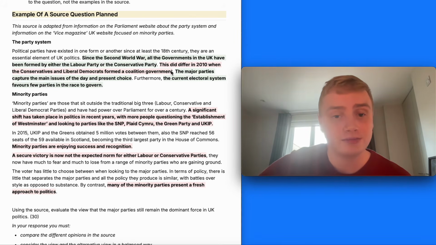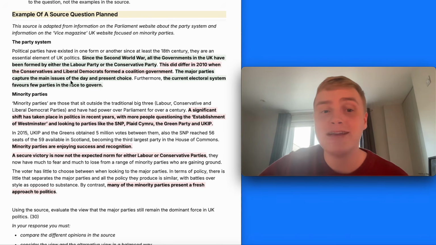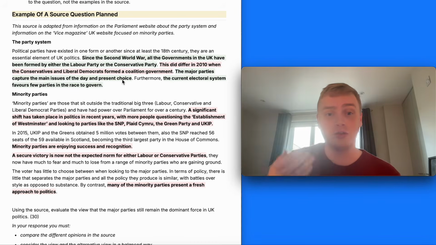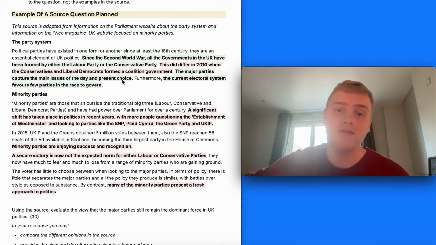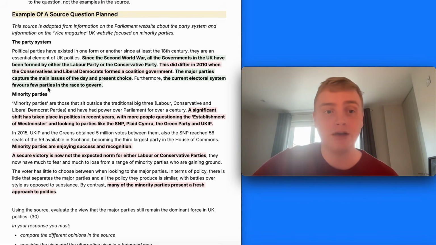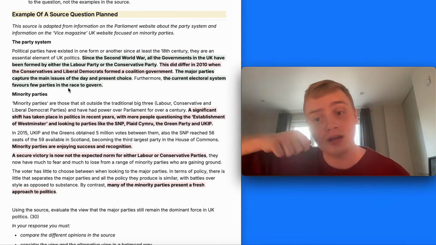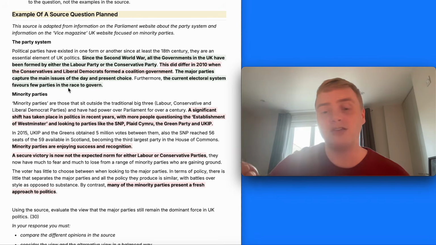And if we look next, the major parties capture the main issues of the day and present choice. It's another key argument that the major parties do remain dominant. And furthermore, the current electoral system favours a few parties in the race to government. That's another really important argument, that the electoral system means that major parties still remain dominant.